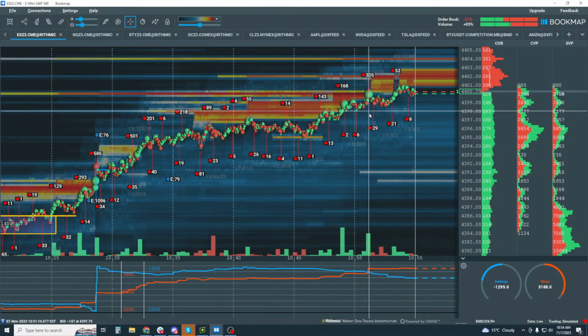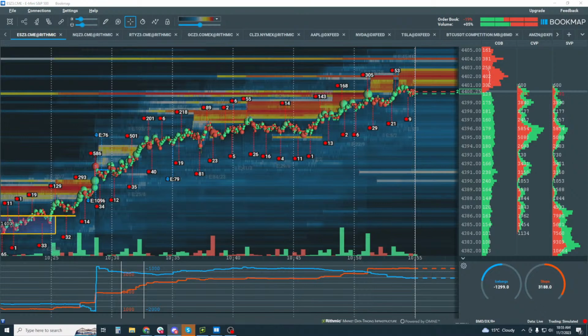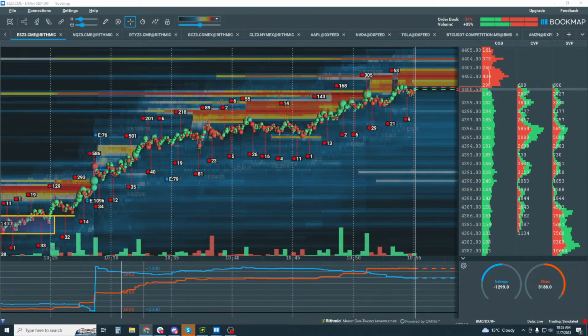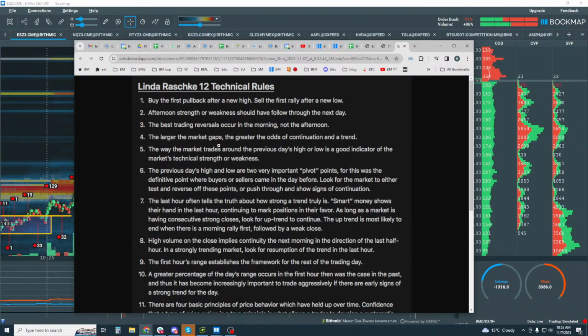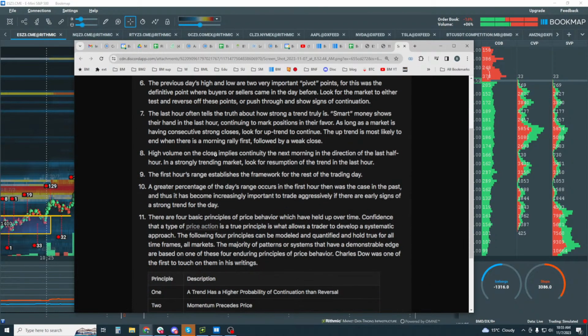All right. Let's see. You slow down. You found it. Linda Raschke, 10 or 12 technical rules in here. Afternoon strength or weakness should have follow through the next day. There you go. That's one of them right there. Thanks for finding this. This is great.